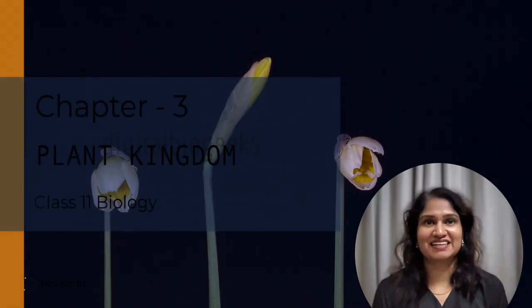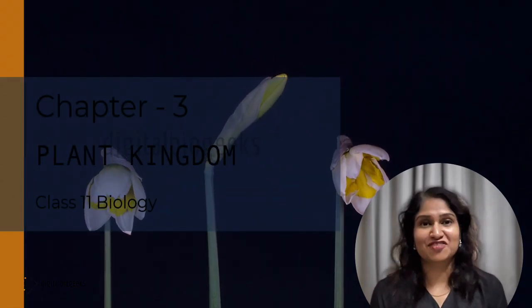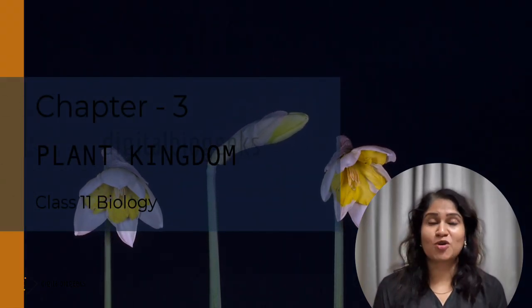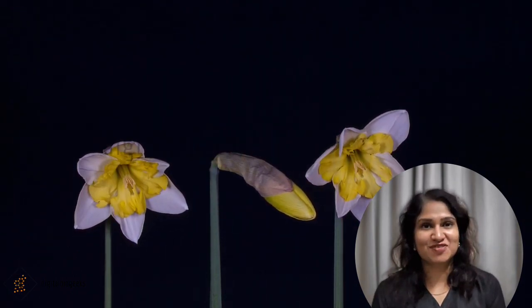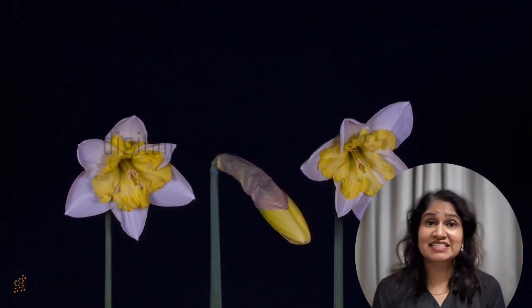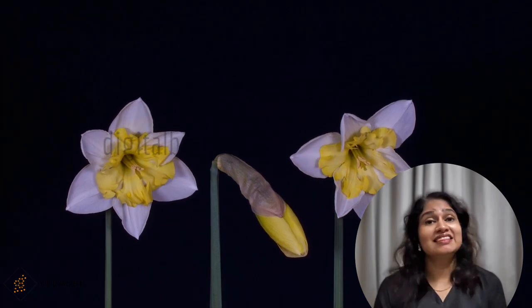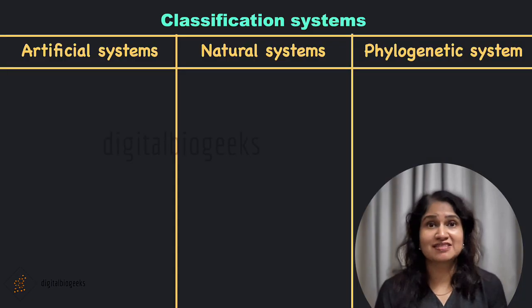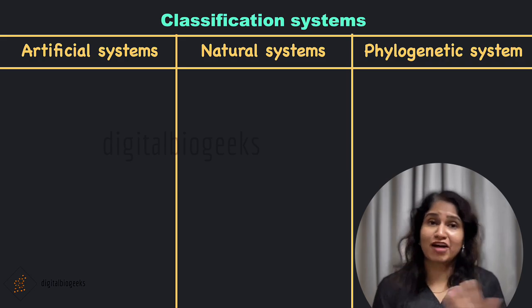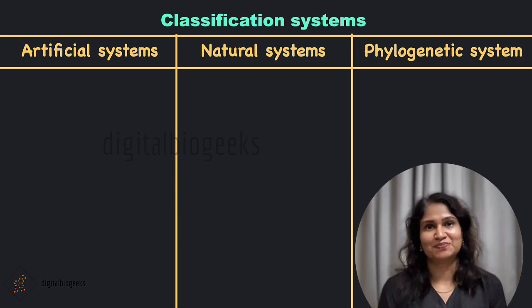Students, welcome back. In the biological classification video, we learned about the 5 kingdom classification of Whittaker. In this video, we will explore the plant kingdom in detail. There are many types of classification systems: artificial systems, natural systems, phylogenetic systems, etc.